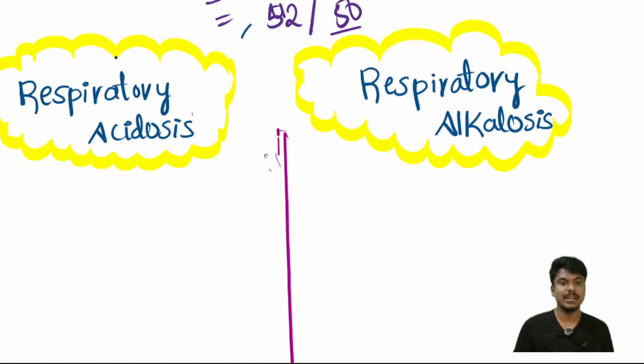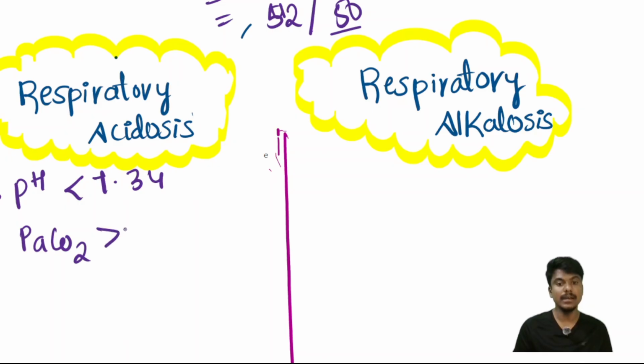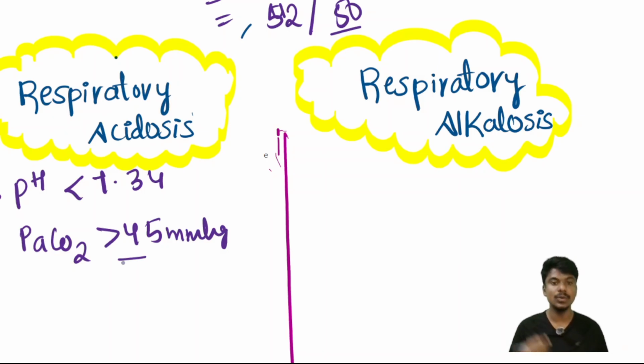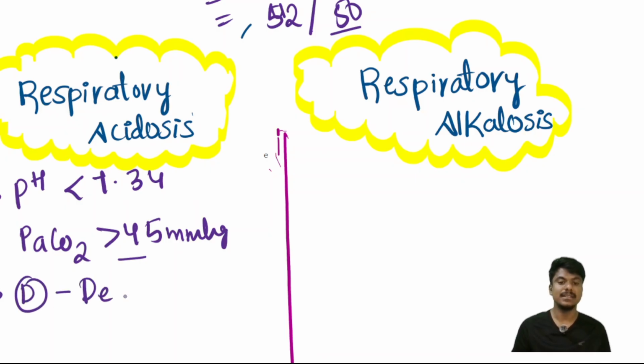Now, in respiratory acidosis, I told you pH will be less than 7.34, and your PaCO2 will be more than 45 mmHg. When there is more retention of PCO2, there will be a condition called acidosis. If you ask me what conditions cause respiratory acidosis, there is a mnemonic called DEPRESS. D for depressants.